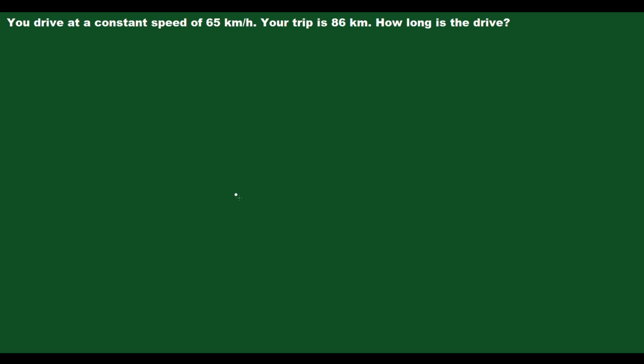You drive at a constant speed of 65 kilometers per hour. Your trip is 86 kilometers. How long is the drive? Okay, so this one, the question is saying how long is the drive? So our final answer should be in hours, right? So if we want to get hours, how do I set this up?